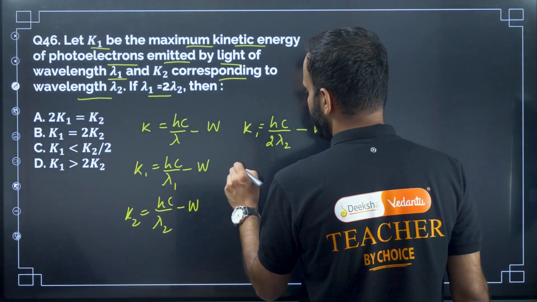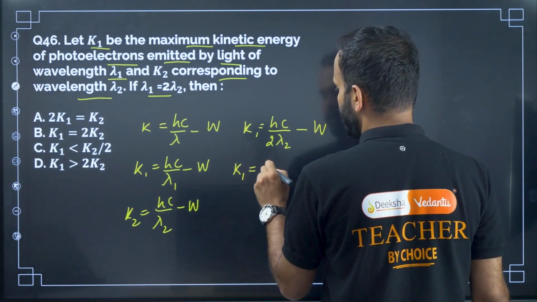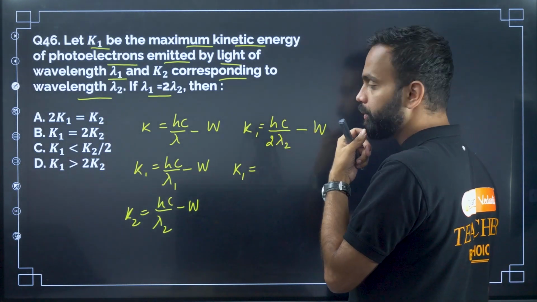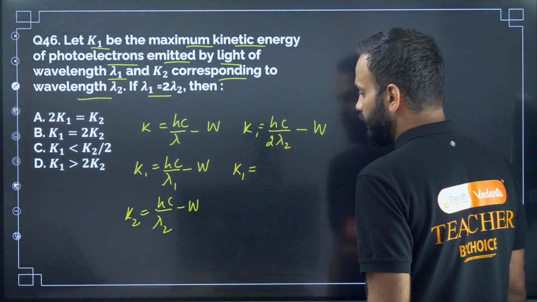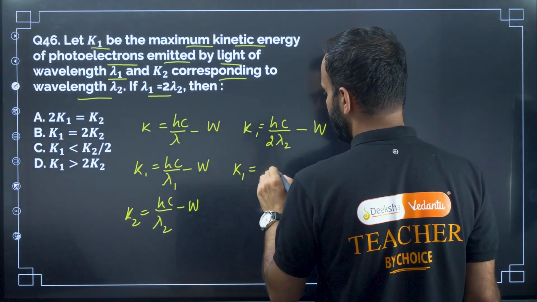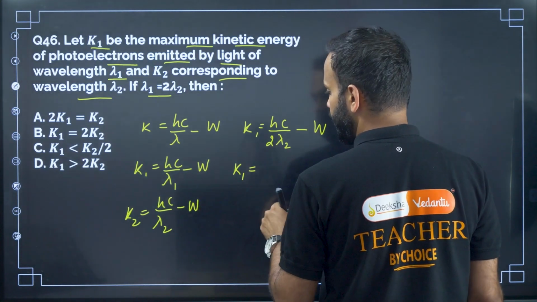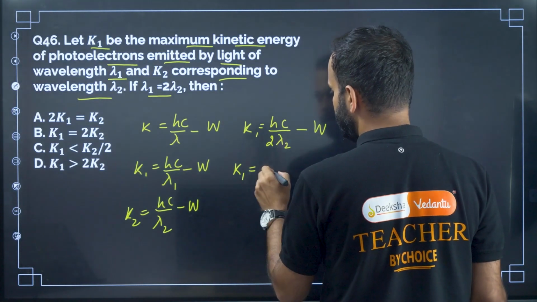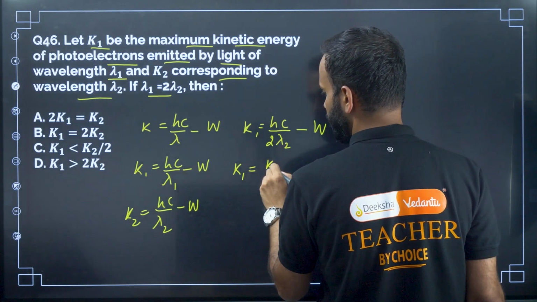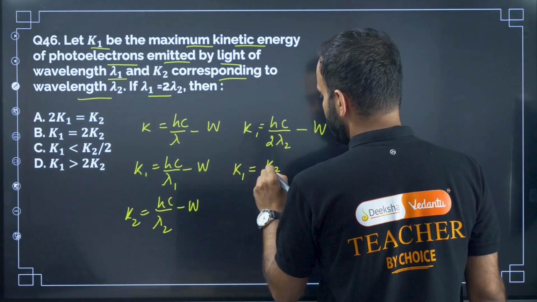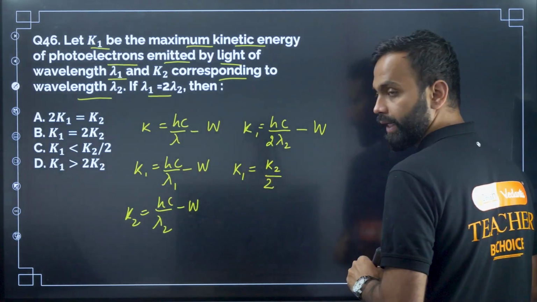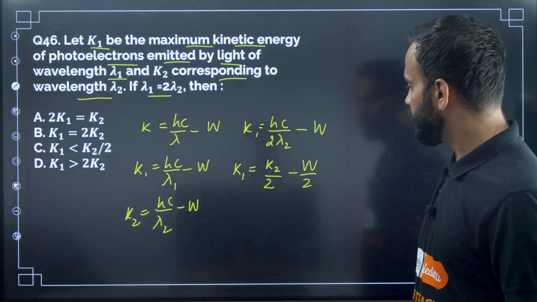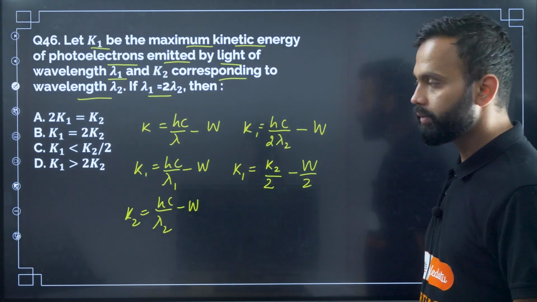Okay, so now K1 is equal to, take 1 by 2 as common, right? So then we will get hc by lambda 2 minus 2 times W, right? Okay, so now here K1 is equal to hc by lambda 2 minus W, right? So now here this will be K2 divided by 2 minus W divided by 2, right? K2 divided by 2 minus W divided by 2, isn't it?